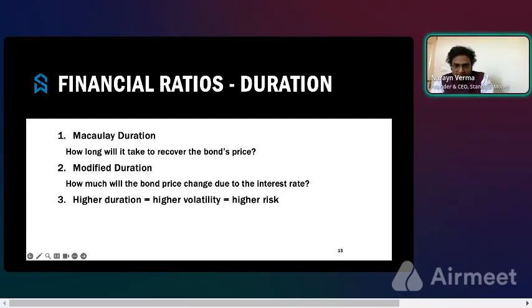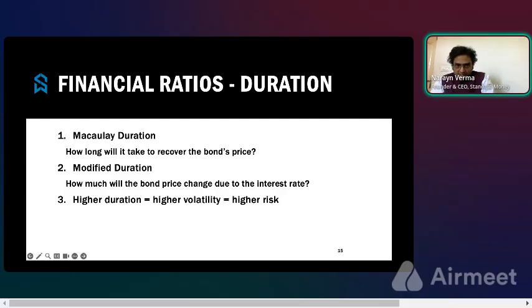With these coupons and face value and all the cash flows, how long will it be before you can recover the money you have invested, based on the market rate of interest? So the longer the duration, the riskier the bond is considered. A bond portfolio will also have a duration, and you need to look at whether the duration is matching your investment term or not.